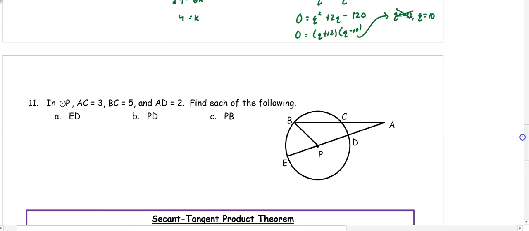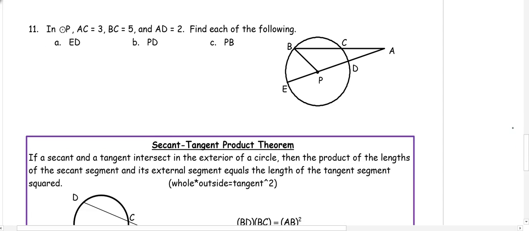So let's look at an example where we have a picture drawn. Ignore the BP for now because that's going to throw you off a little bit. So we have two secants. We have AB and we have AE. It tells us that AC is 3, BC is 5, AD is 2. And in the first part A, it says to find ED. So we're going to call ED x.